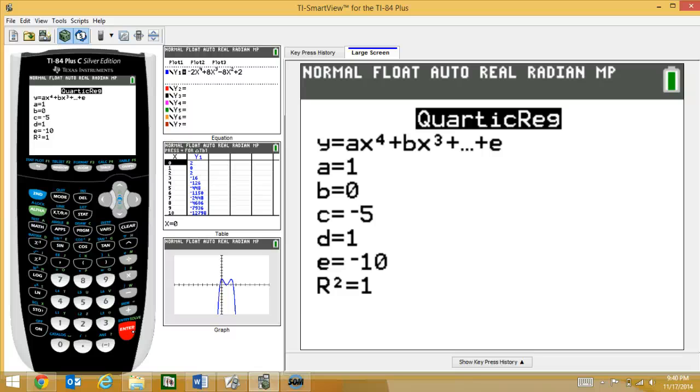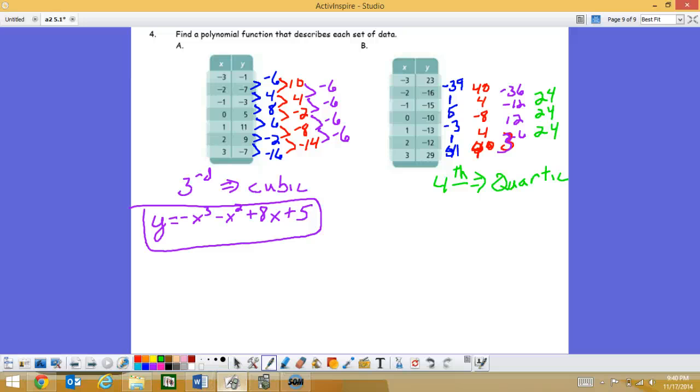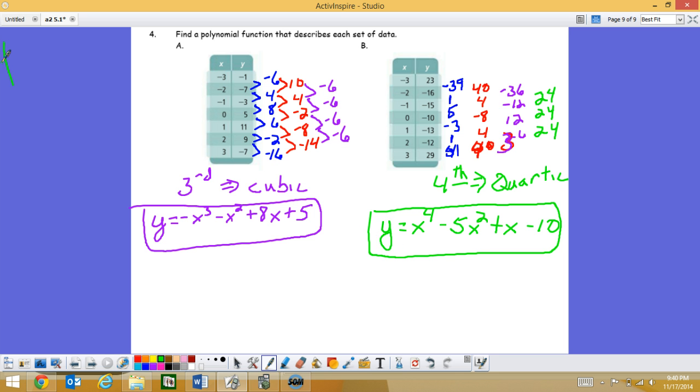So writing that one, our quartic model, y equals 1x to the 4th minus 5x squared, keeping in mind that b was 0, plus x minus 10. And that is the quartic model for that data.